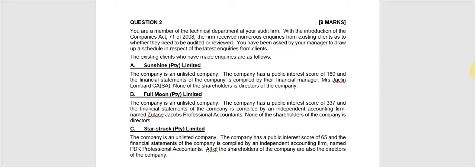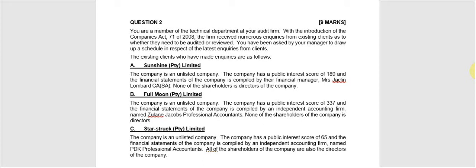So we have gone through the slides last week where we spoke about the public interest score between 100 and 350, where it is either an independent review or an audit, and then if it's more than 350, or it is a public company, or it is a state-owned company, it must be audited. And then if it is less than 100, then it should probably be an independent review, depending on whether the shareholders are also the directors of this company. So let's look at this question and read together.